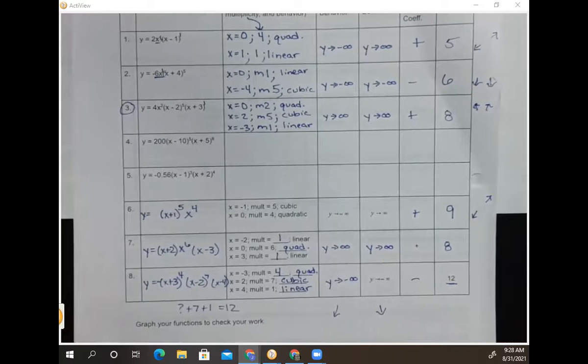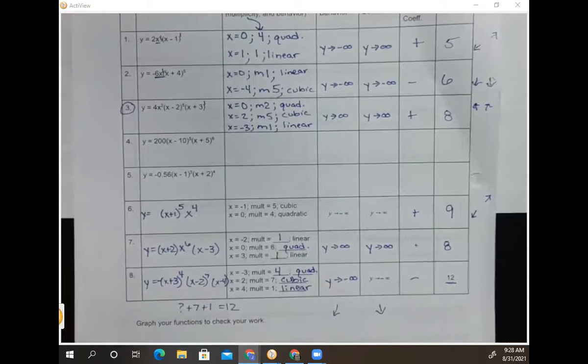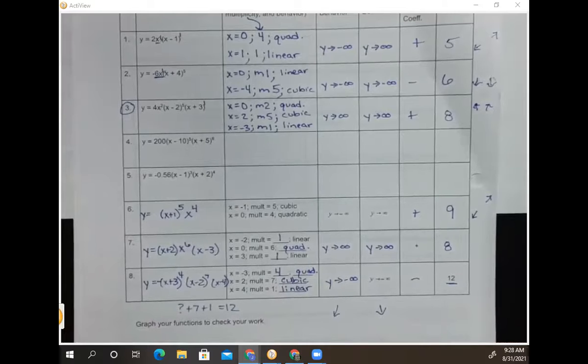So today we've looked at everything that we've done so far. We've looked at degree, we've looked at end behavior, we've looked at location of x-intercepts, how to write functions in factored form based on their x-intercepts or pull x-intercepts out of factored form. And then we've added in that multiplicity and x-intercept behavior portion. Okay, so this is everything we've seen so far. Questions for me? Okay.